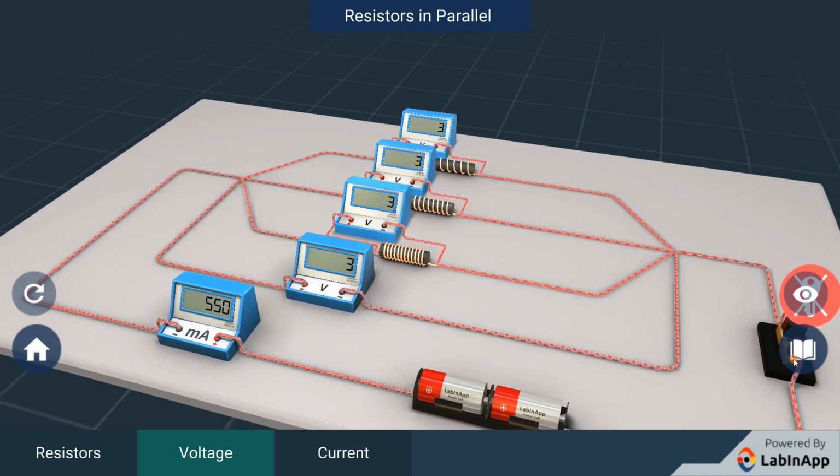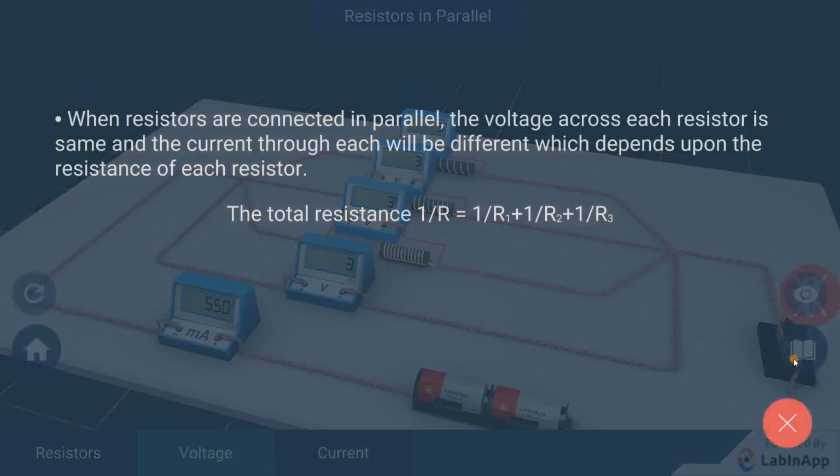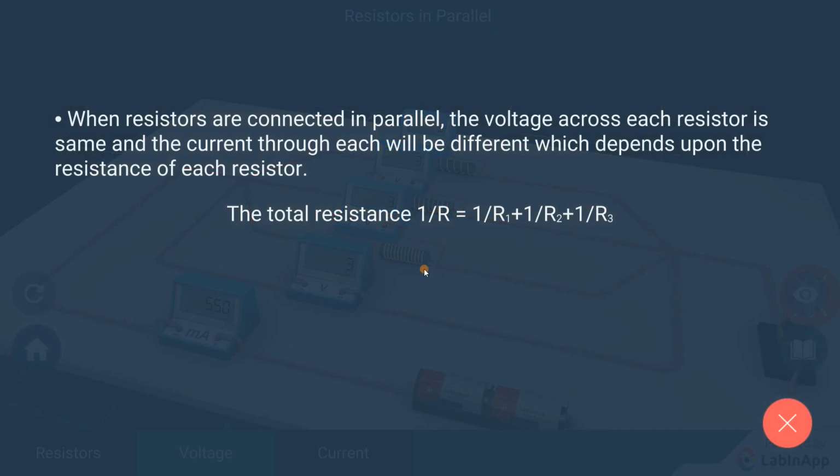Thus, we find that when resistors are connected in parallel, the voltage across each resistor is the same and the current through each will be different, which depends upon the resistance of each resistor.